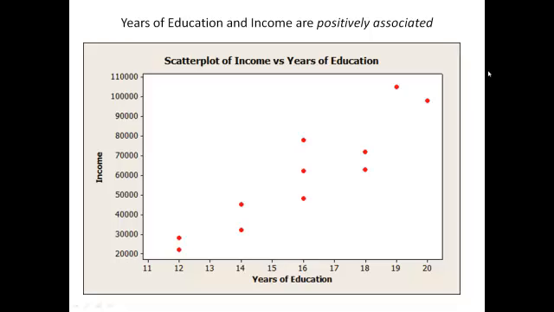So let's go back to our example about years of education and income. We said that there appears to be a linear relationship between these two variables, that it appears to be a positive linear relationship. And by positive, we mean that as the x variable increases, the value of y tends to increase as well. So we'd say that years of education and income have a positive linear relationship.